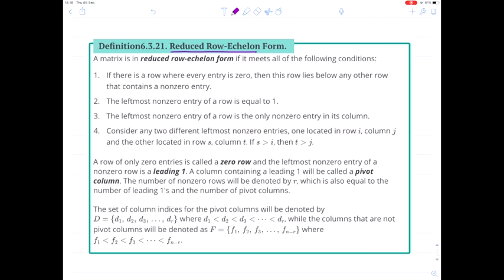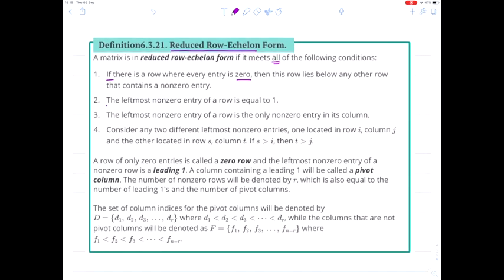So we say that a matrix is in reduced row echelon form if it meets all of the following conditions. Firstly, if there's a row where every entry is 0, then this row lies below any other row that contains a non-zero entry. So basically we want to swap any 0 rows with lower down things so that we only have 0 rows at the bottom of our matrix.